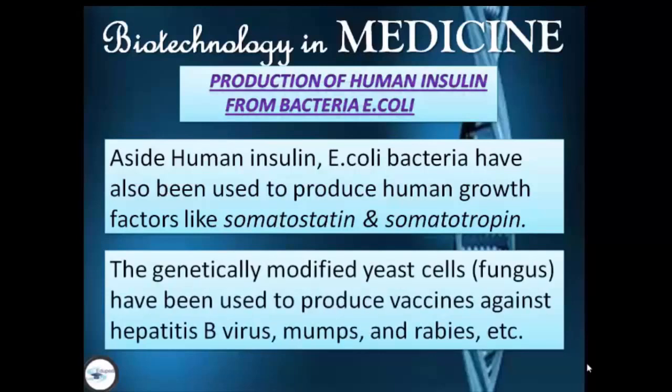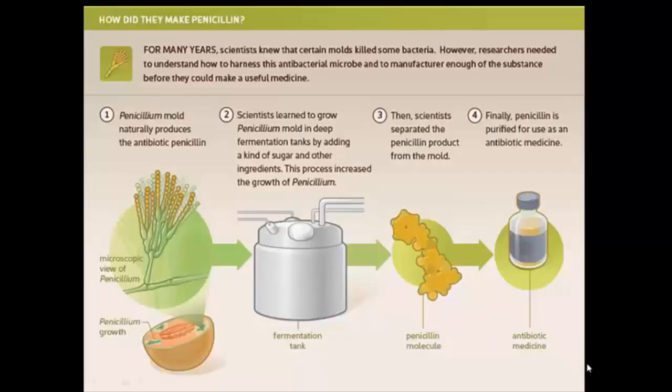The genetically modified yeast cells, a fungus, have been used to produce vaccines against hepatitis B virus, mumps, rabies, and so on. So how did they make penicillin?